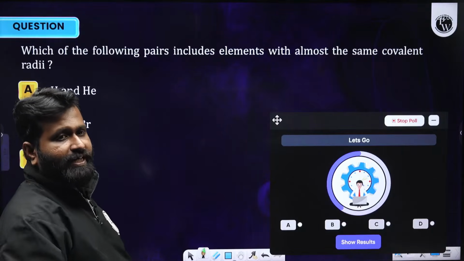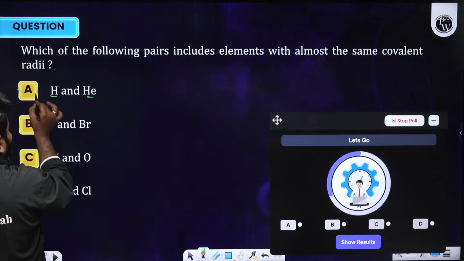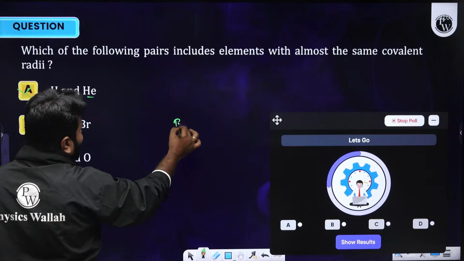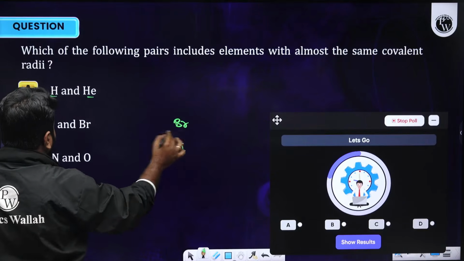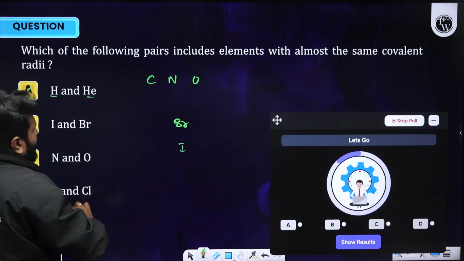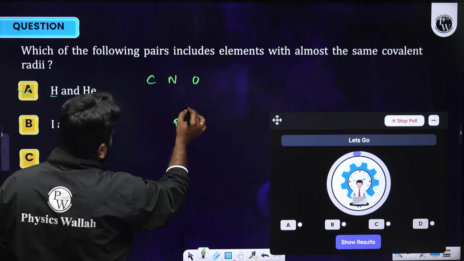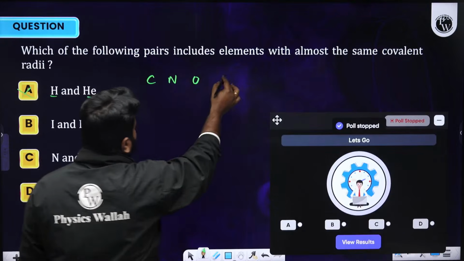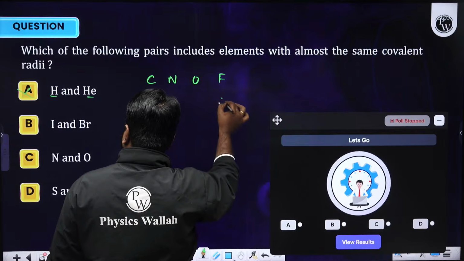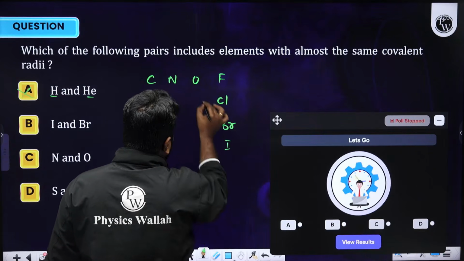Same covalent radii. Check. Hydrogen, helium. Bromine, this will be having same covalent radii. Nitrogen, oxygen. Carbon, nitrogen, oxygen. Next, what we will be having? Sulfur and then chlorine. So, we will be having fluorine, chlorine, bromine, iodine, sulfur.